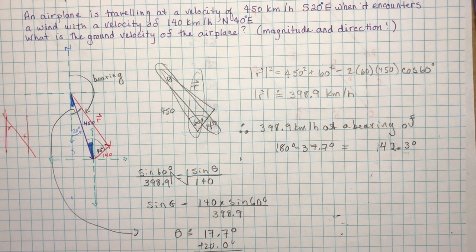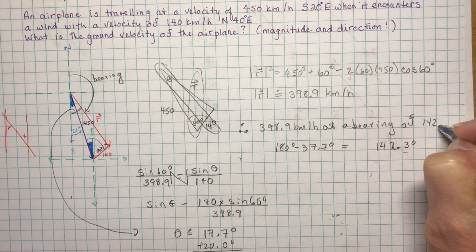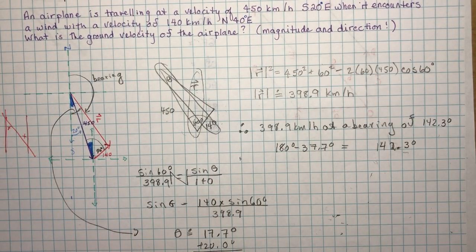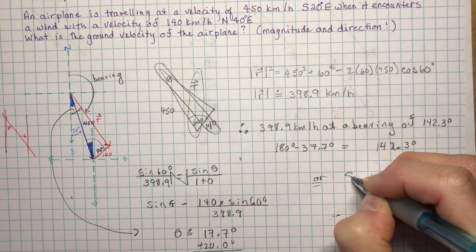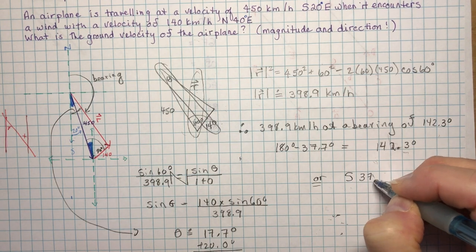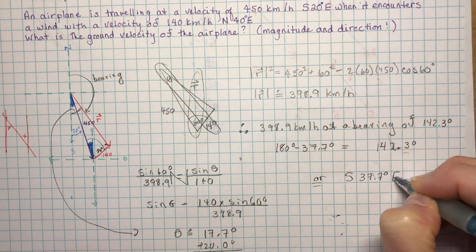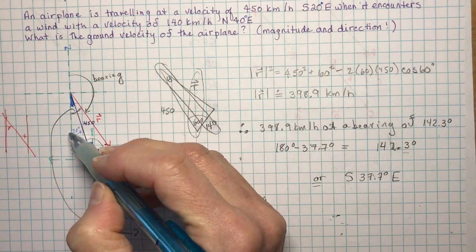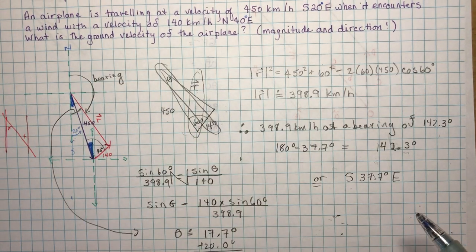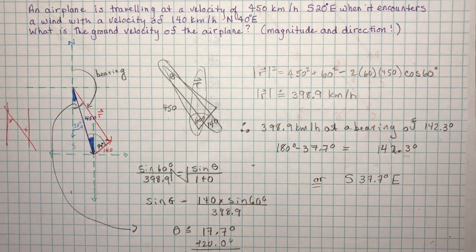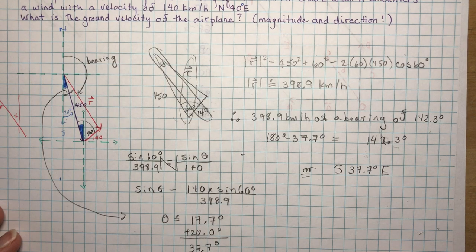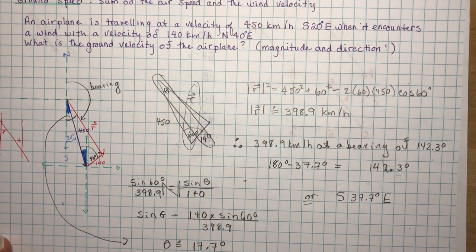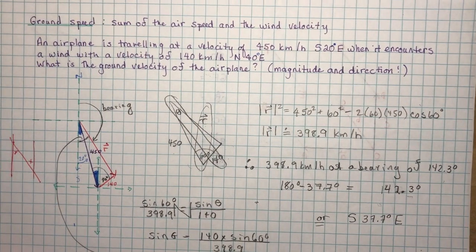There we go. So at a bearing of 142.3 degrees, or could you give the direction for that? Or you could say south 37.7 degrees east, right? South, 37.7 degrees east. Okay, so that's a ground speed question. Get used to those. Do a few of them. Make sure you've got them all figured out because they do show up quite frequently.